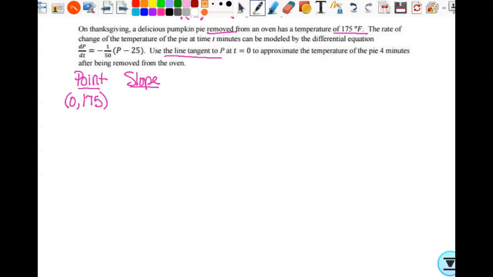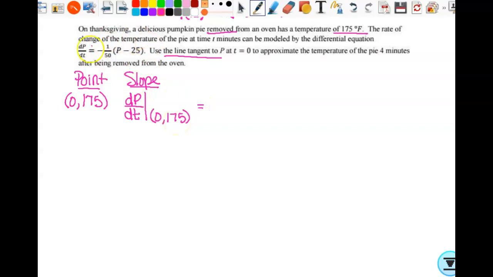So your slope is determined by what? That equation, because that's the derivative, right? So I need dP/dt, and remember when it's written like this, we're not doing f prime of -4 or whatever. It's dP/dt evaluated at, and then my ordered pair is (0, 175). I have to know what is the slope when I have this point, right? So the derivative evaluated at this point right here.